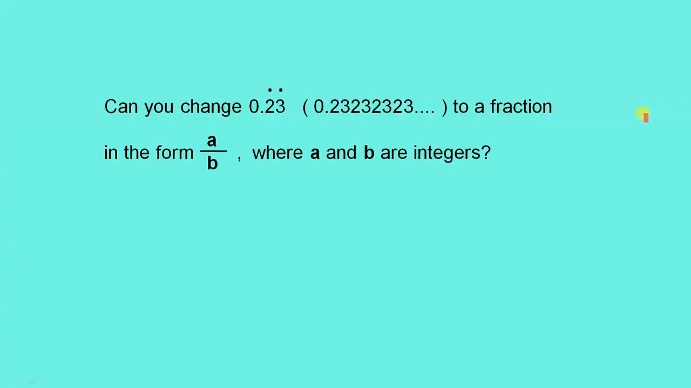Can you change 0.23 recurring, where both the 2 and the 3 continue on forever? That means it's 0.23, 23, 23, 23 and that continues on forever, to a fraction in the form a over b, where a and b are integers. So can we change this recurring decimal to a fraction where a and b are whole numbers?